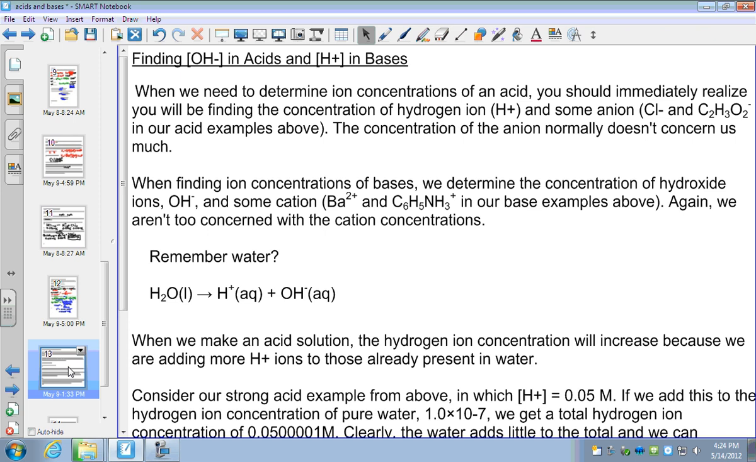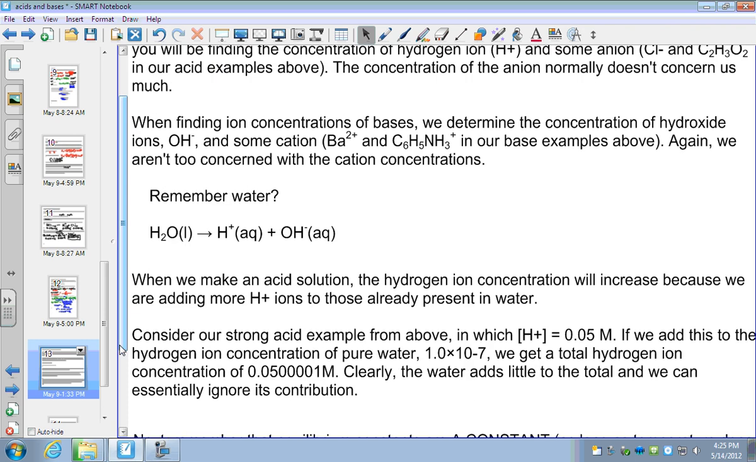When finding ion concentration of bases, we determine the concentration of the hydroxide ions and some cation, so some positive ion, such as Ba2 plus or C6H5NH3 in our base examples above. Again, we aren't too concerned about the cation concentrations, but remember water.